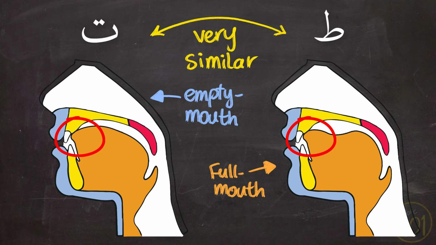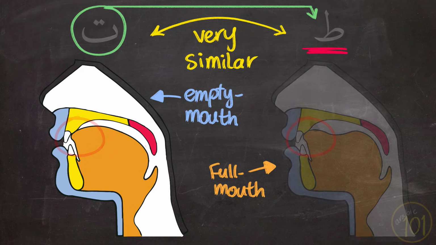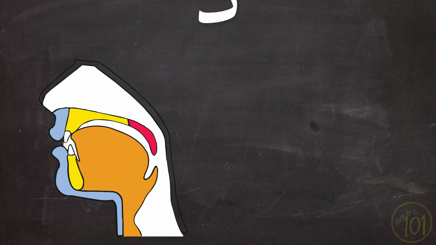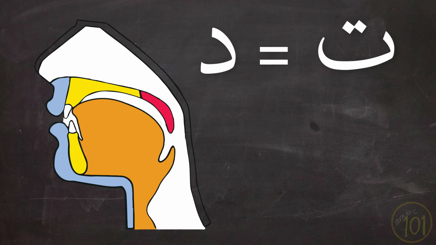So if you're struggling to get the ta right, make the ta as your starting point and try to make it as a full mouth letter, and this is going to be your ta. Finally, is the dal. And dal is the exact same technique as ta. It is 100% identical, same position, and even the same tongue shape.